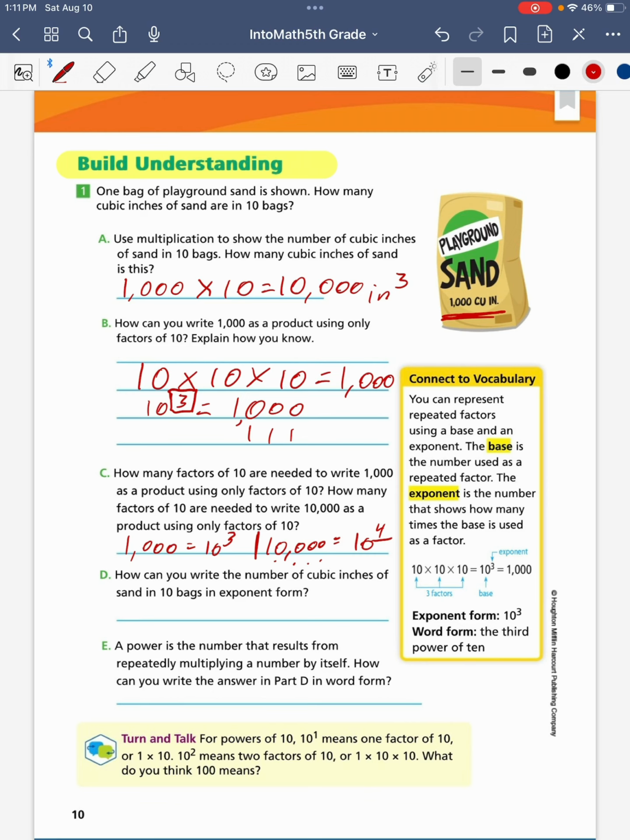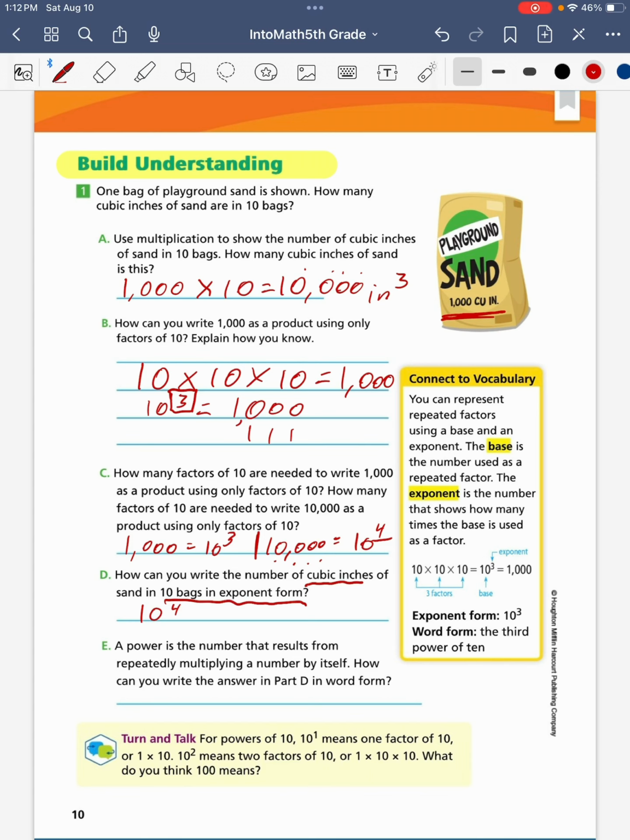Question D. How can we write the number of cubic inches of sand in 10 bags in exponent form? Well, we found in problem A that if we have 10 bags of 1,000 cubic inches of sand, our total product is 10,000 cubic inches. In the number 10,000, I have 1, 2, 3, 4 zeros. So as an exponent, I can write that it is 10 to the fourth power.